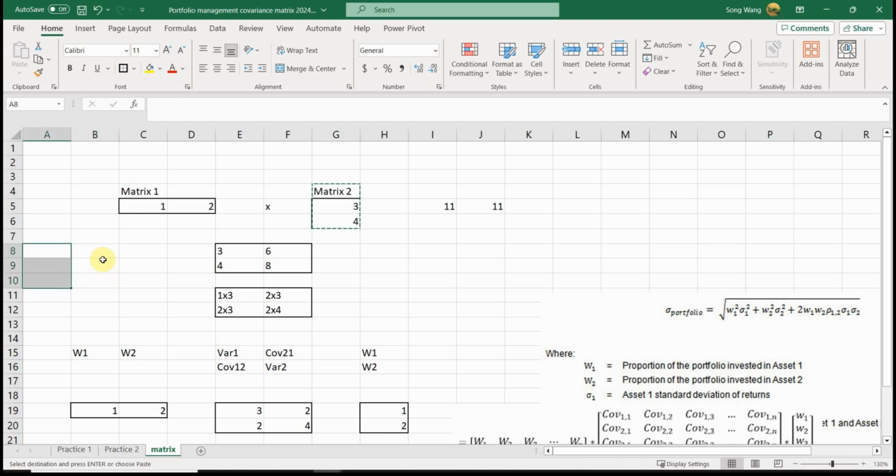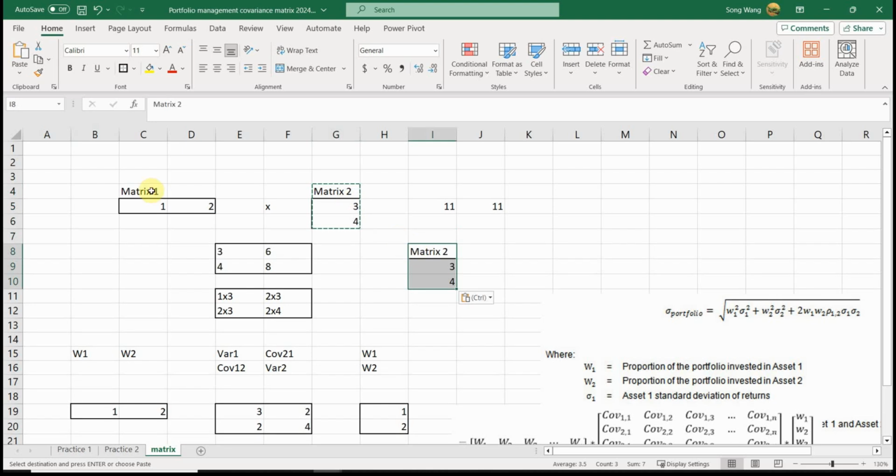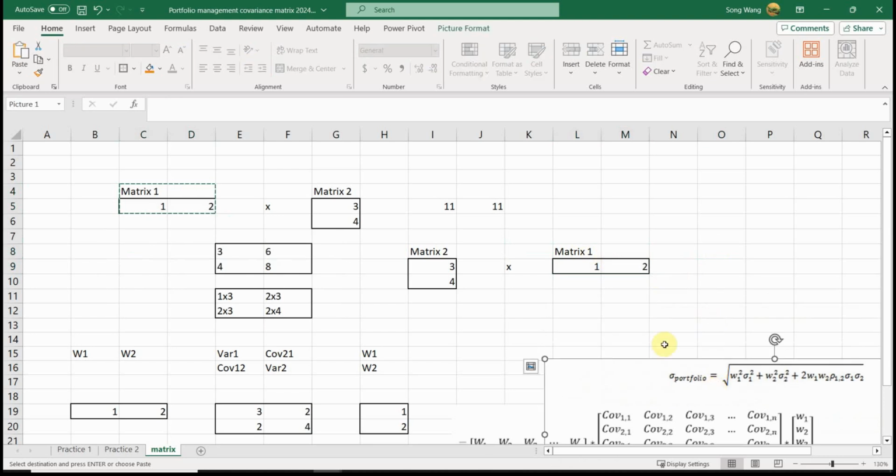Okay, it should be copy, and then times matrix 1. Okay, and if I do that, if I just use one single cell to perform it, it will give me one output as a result.